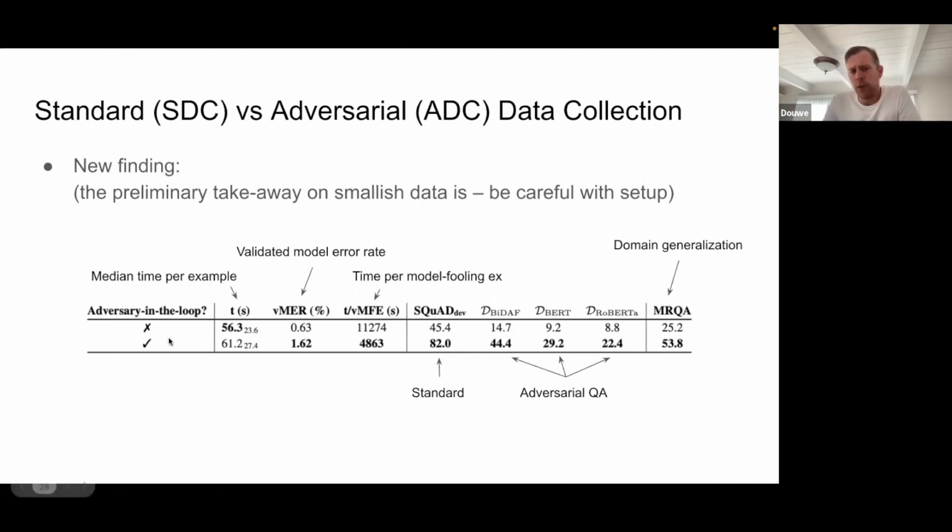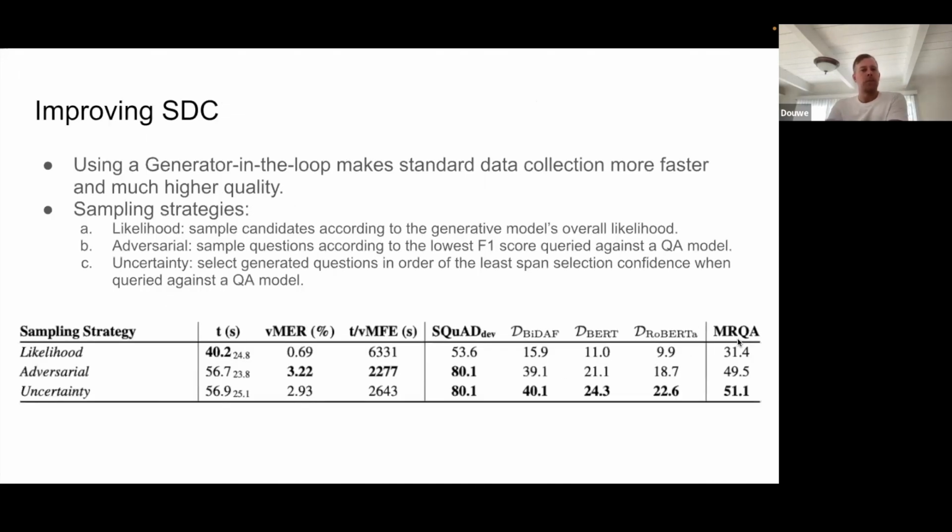that if you don't have a model in the loop, then you are a bit faster. So it takes less time per example, but the examples that you do get out are actually much better, much more interesting in a sense, because they have a much higher model error rate, and training on this data also gets you much higher performance, not only on the adversarial QA data sets, but also on SQuAD and on MRQA. So this is a nice finding, I think.